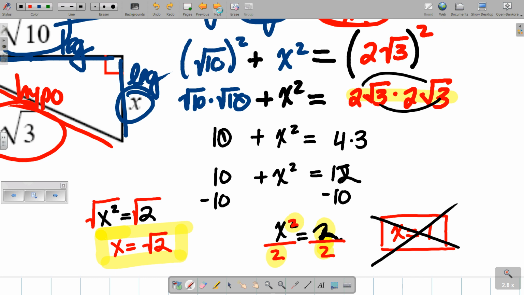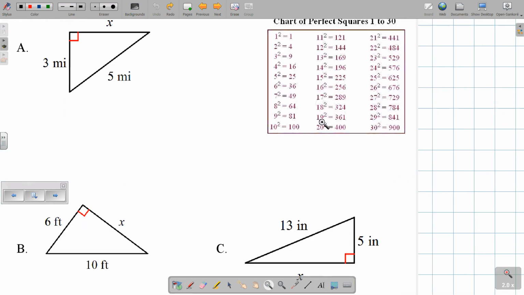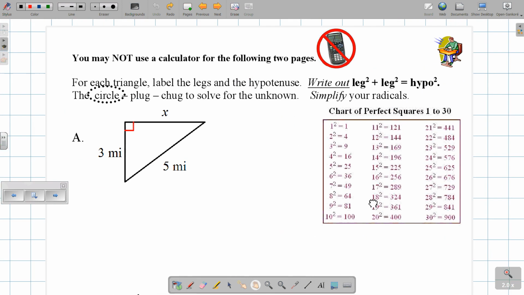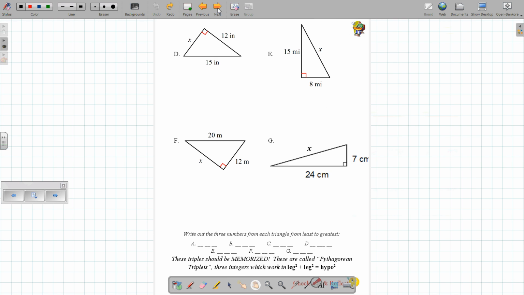All right, the next 2 pages. You are here on an honor code. Why is it an honor code? Because you're working at home alone and there's no one looking over your shoulders, but I'm giving you these instructions for the next 2 pages. Okay, this page and the next one. I do not want you using calculators.